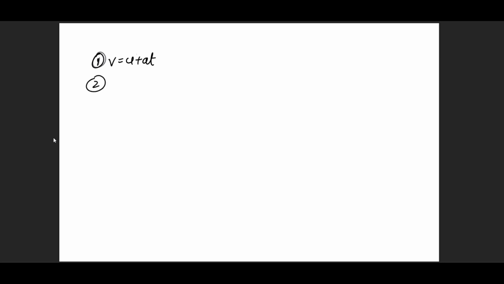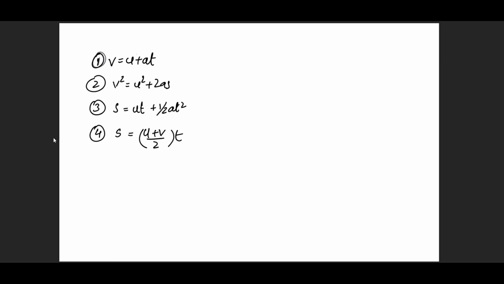The second one is generally V square equals U square plus 2AS. The third one is S is equal to UT plus half AT square. And the fourth one is generally distance is equal to U plus V over 2 into time.